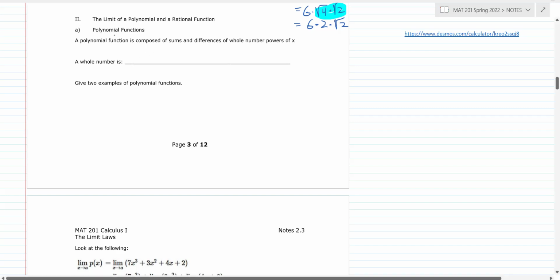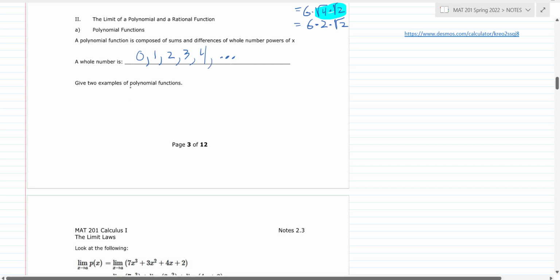Okay, so moving down to the bottom of the page, what I'm going to do next is look at a polynomial function. And a polynomial function you generally learn about in pre-calculus and college algebra classes. It's composed of sums and differences of whole number powers of x. So a whole number is just a counting number starting with 0. So you've got no negative numbers, just 1, 2, 3, 4 like you count on your fingers, but starting with 0.